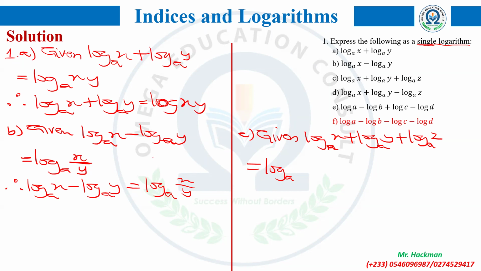When you have all of them positive, then it means the denominator of your fraction is 1, so we won't write it. Is that clear? And the numerator of that fraction will be the product of all the numbers that we are taking log of. So x times y times z. So that will give us log of xyz.